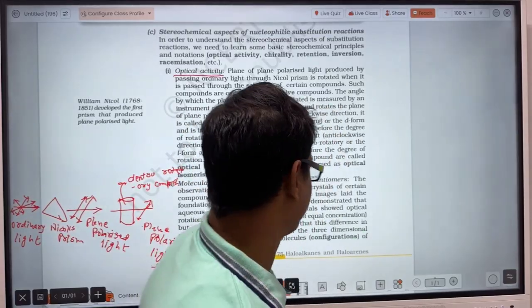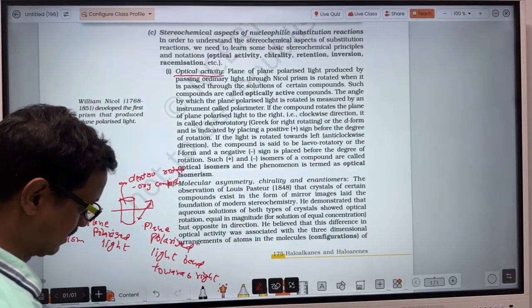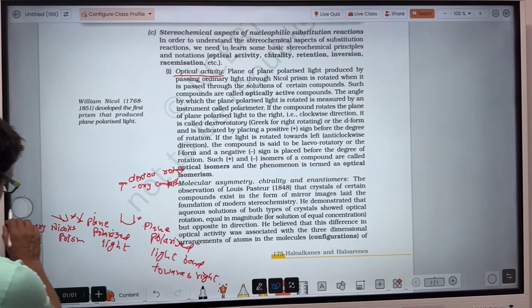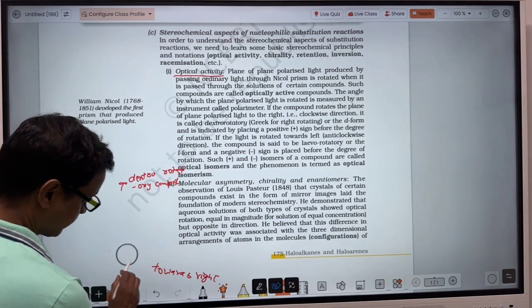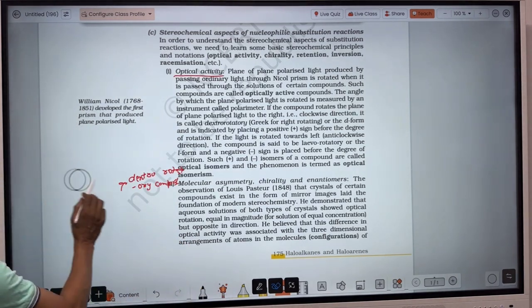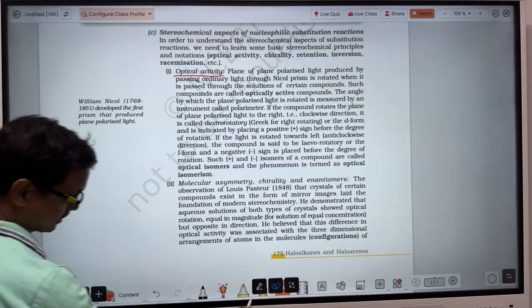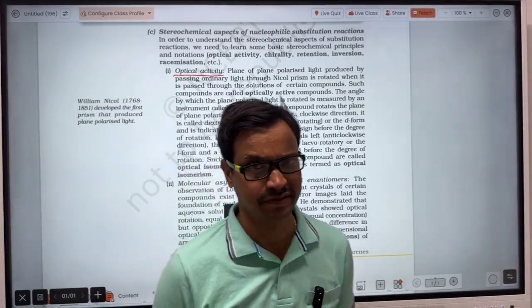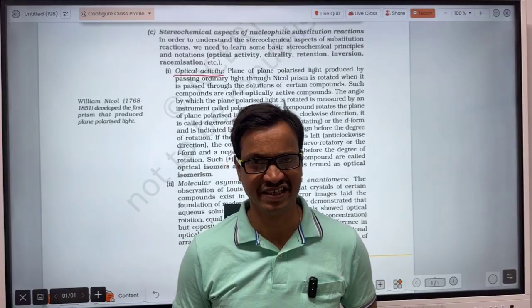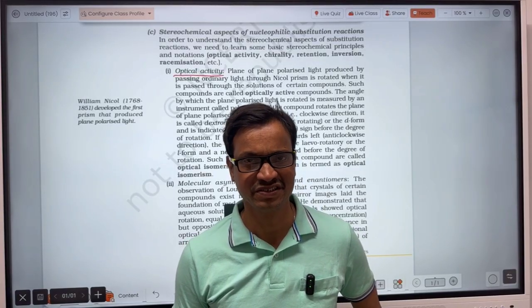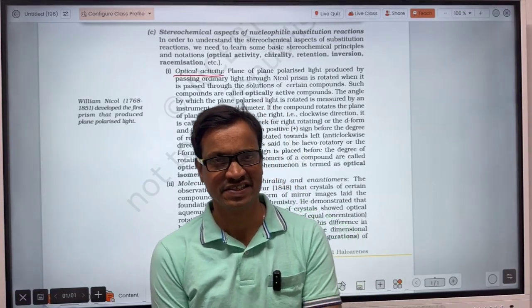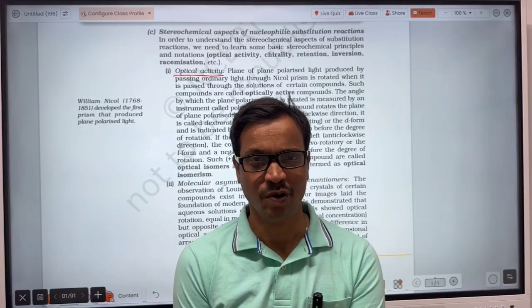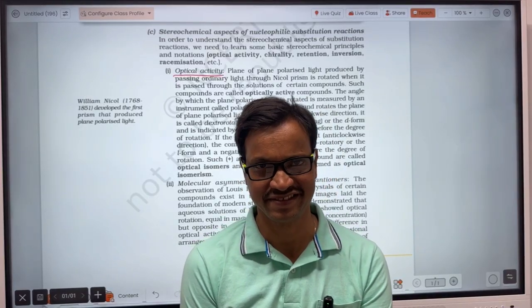What is optical activity? So here, the dextrorotatory compound and the levorotatory compound, both will be optically active compounds. But the substance which will rotate the plane polarized light neither towards right nor towards left, that substance will be called an optically inactive substance.